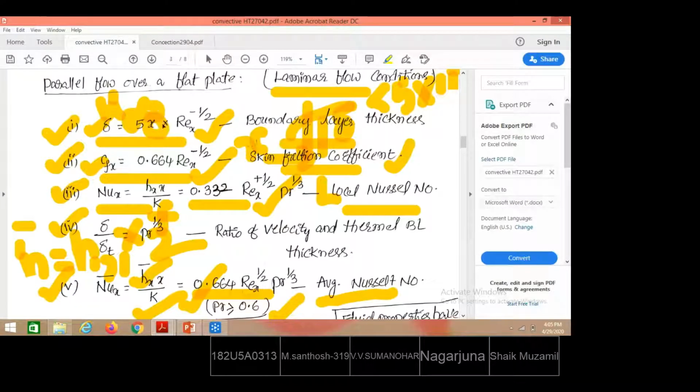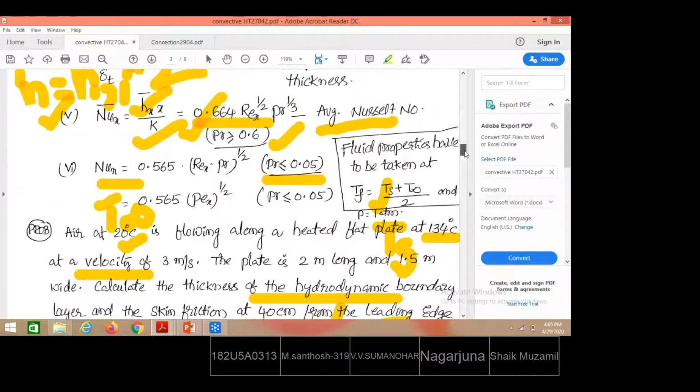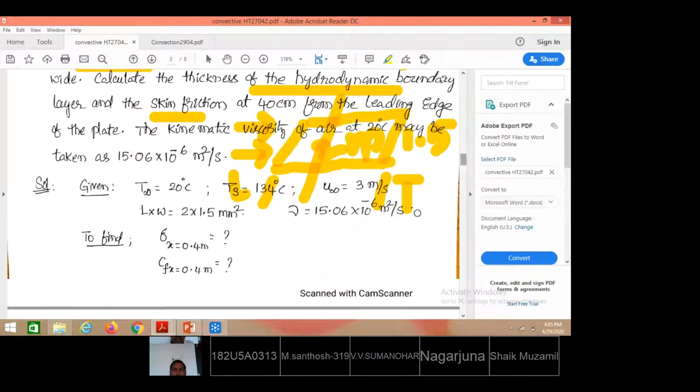At what position along the plate are they asking you to calculate the boundary layer thickness and the skin friction coefficient? The x value here equals 40 centimeters. When converted to meters, how much will it be? X equals 0.4 meters. At x equal to 0.4 meters, what is the boundary layer thickness, delta at x equal to 0.4, and CFX at 0.4 meters?